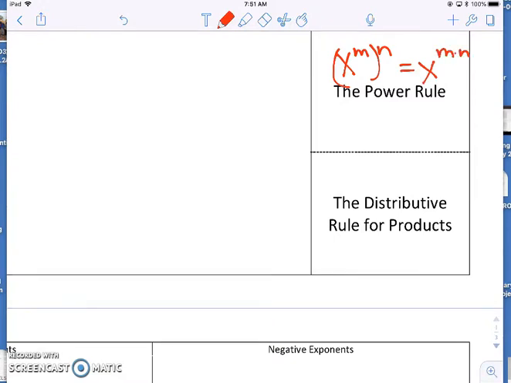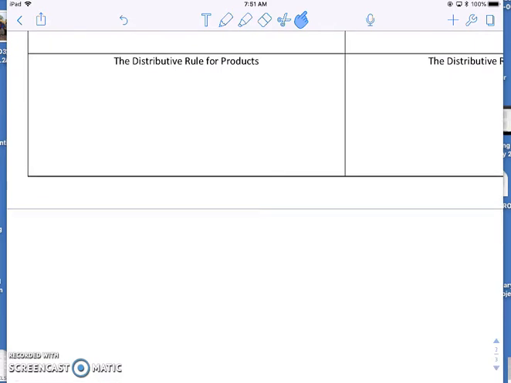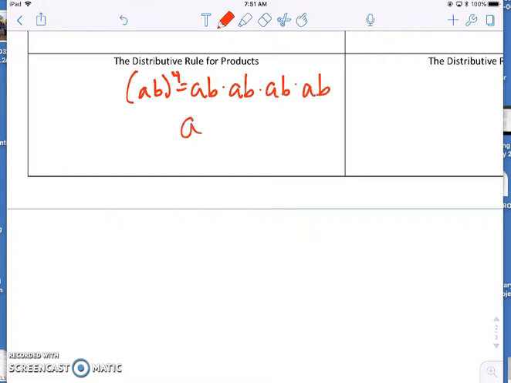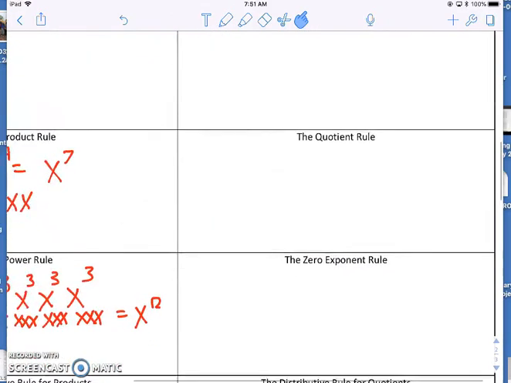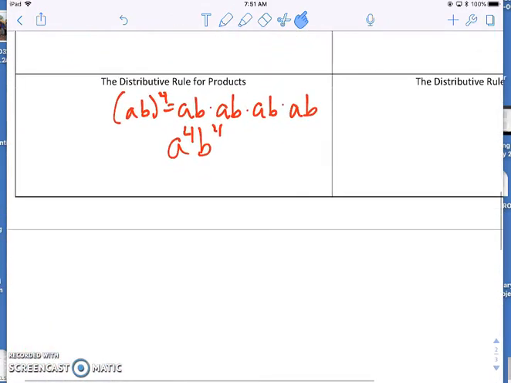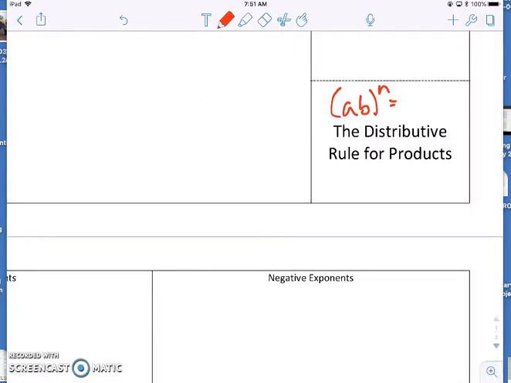The distributive product, let's say we have ab to the n power. If we go down here, let's say we have ab to the 4th power. Well, that's ab times ab times ab times ab. So that would be a to the 4th times b to the 4th. So we distribute it, so it's a to the n, b to the n.